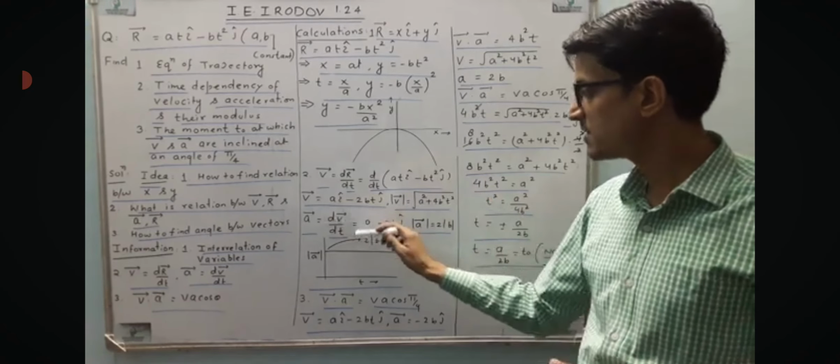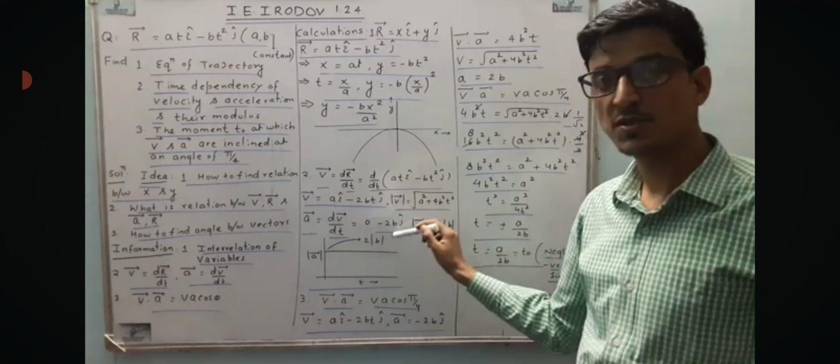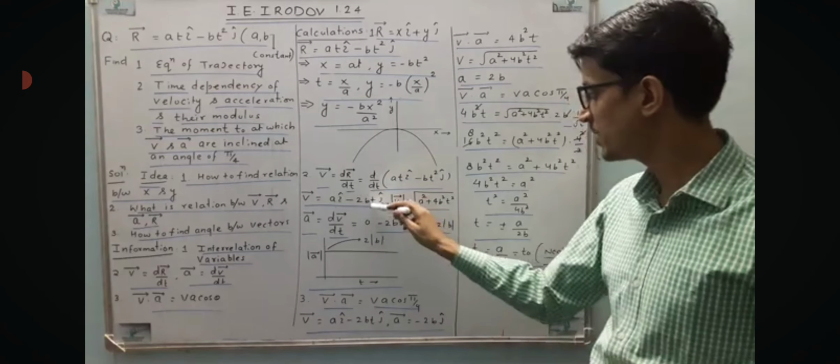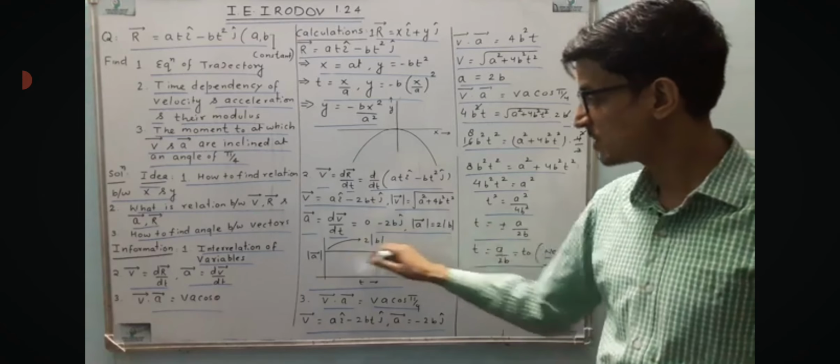Acceleration is dv by dt. So differentiation of a i cap will be 0 because a is constant, and from here we have minus 2b j cap. So the magnitude will be twice mod of t. So this will be the a-t graph.